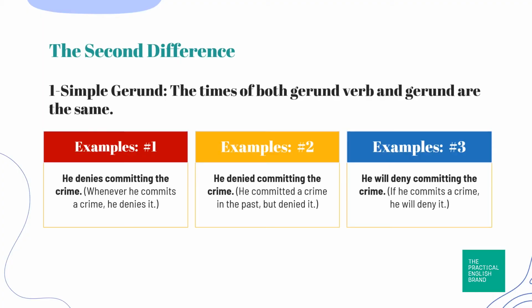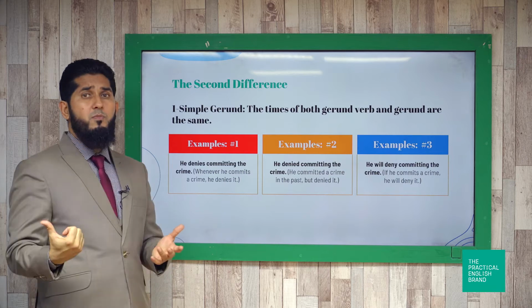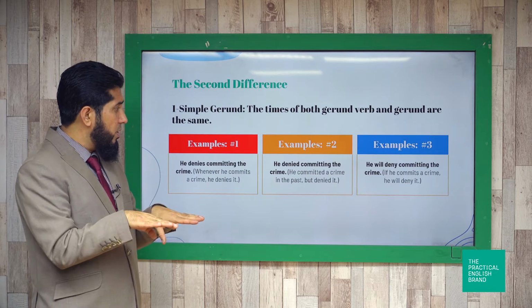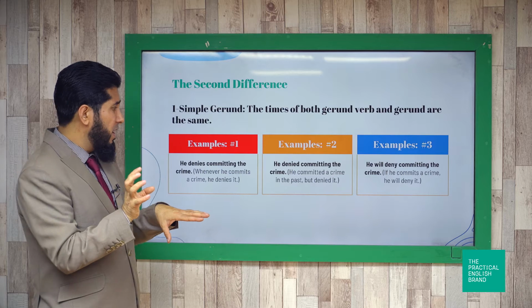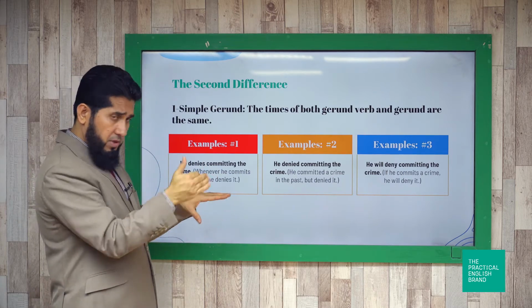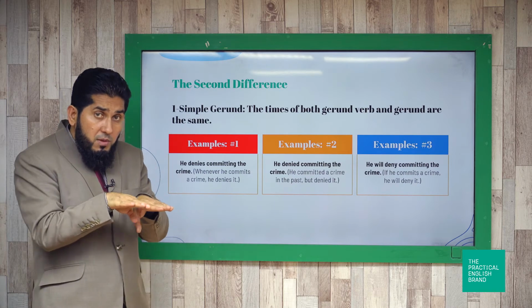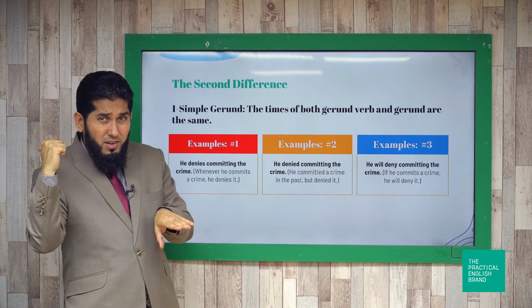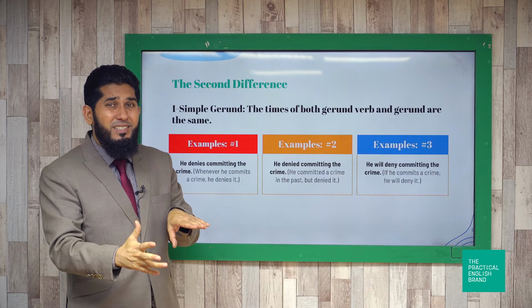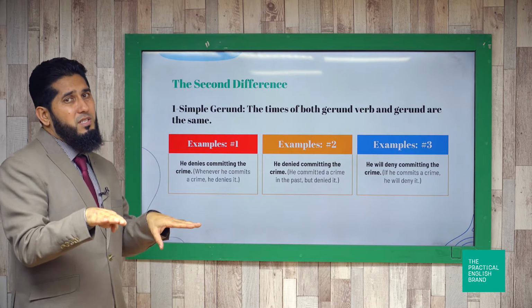Look at the second example. He denied committing the crime. He committed a crime in the past and he denied it in the past. Again, the times of both denied, which is the gerund verb, and committing, which is the gerund, are the same. The gerund shows the state of that action, commit. He committed the crime in the past and he denied committing that crime in the past. So both verbs have the same times.